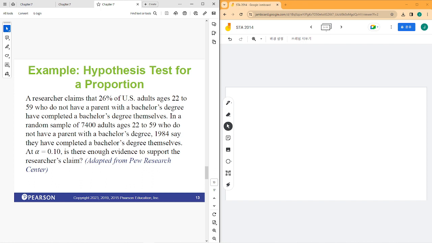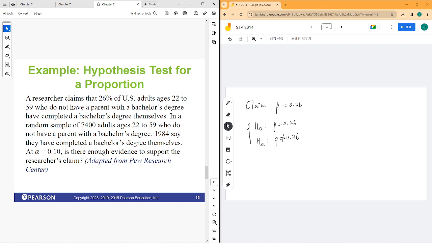So that's the question. This is a question about the proportion, and the claim itself is P equals 0.26. That's the claim. Then we have the hypothesis testing: the null hypothesis is P equals 0.26, which is our claim, and the alternative is P is not equal to 0.26.